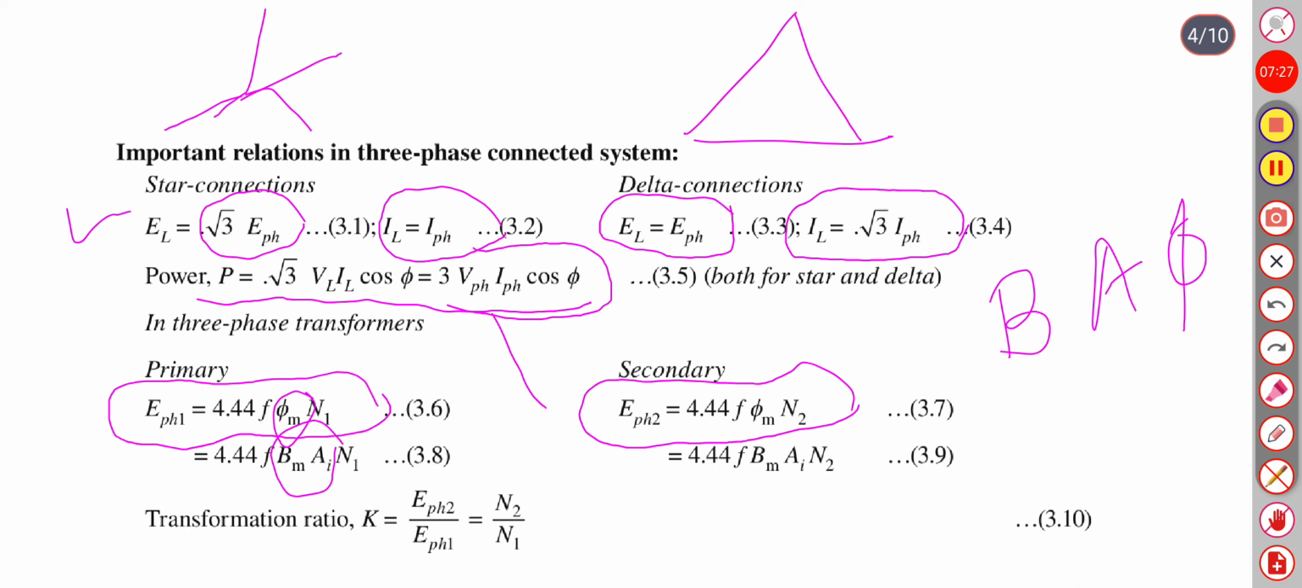And the transformation ratio K equals the voltage in phase 2 divided by the voltage in phase 1, meaning secondary voltage divided by primary voltage, or the number of turns in the secondary winding divided by the number of turns in the primary winding, N2 by N1.